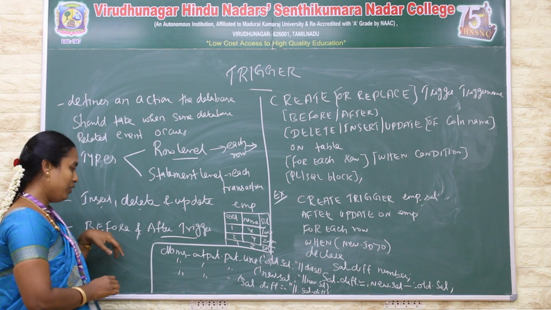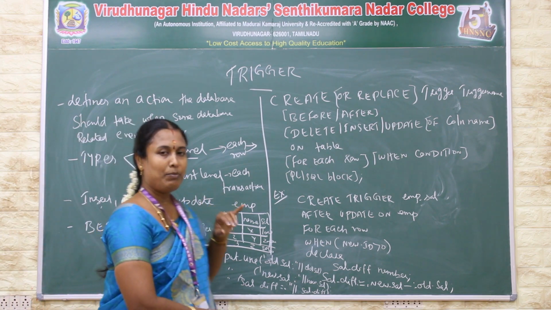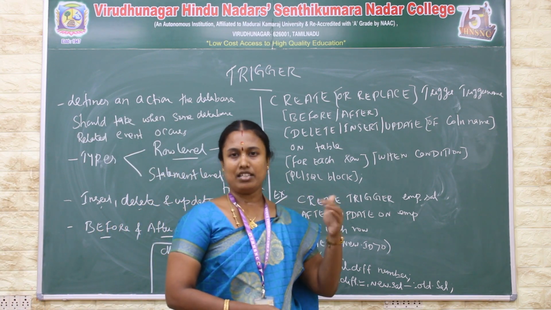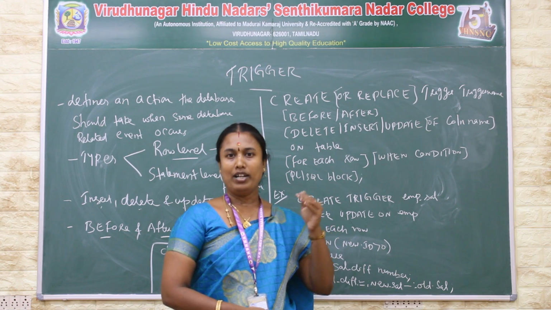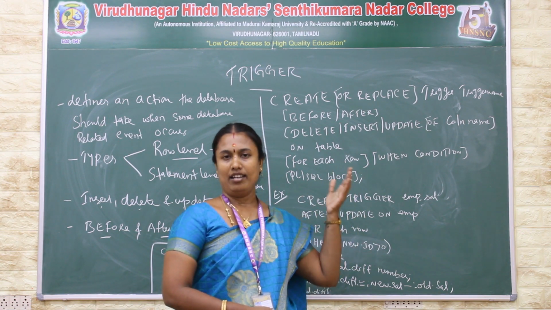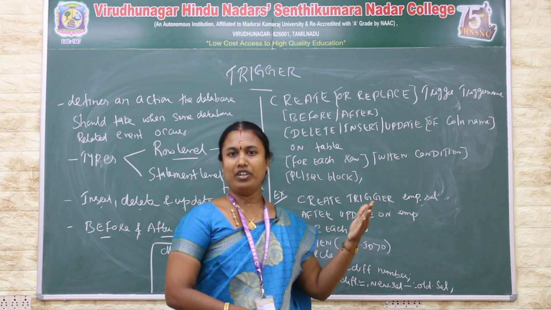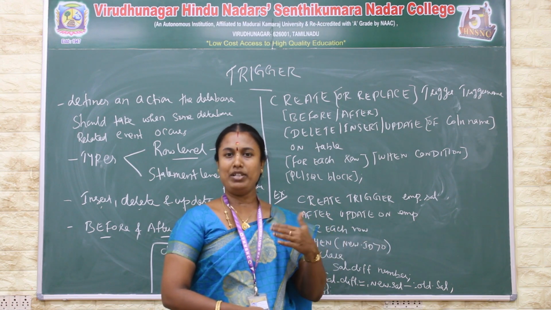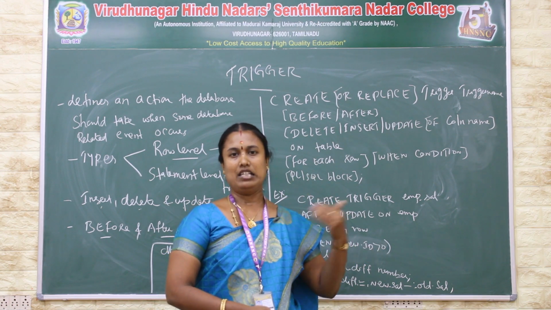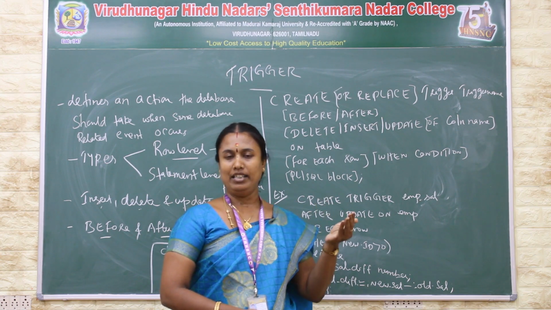What do you mean by this? Before trigger, after trigger. Before means before the transaction, before the triggering process is done, what is the result for the table? You can apply the before keyword, otherwise after. After means after applying the trigger, what is the result? Before means before applying the trigger.